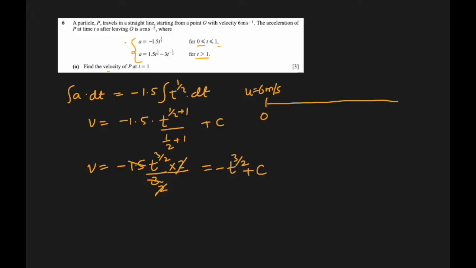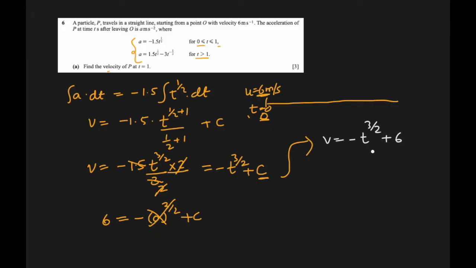Now, they have already said that it travels in a straight line, u is 6 meters per second. We are using the first equation, right? At t equal to 0, the first equation is applicable. When time is 0, speed v is 6 meters per second. That's what I will use here to get c. So v is 6 equal to minus 0 to the power 3 over 2 plus c. So c equals 6. So this equation becomes v equal to minus t to the power 3 over 2 plus 6.